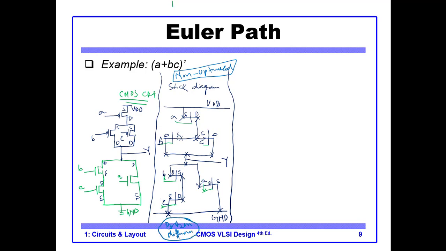Okay, unlike the layout which we have seen in the previous slide in this lecture, the diffusion regions were not broken, but this one is broken. Okay, because this is a non-optimized stick diagram. So how can we create an optimized stick diagram?